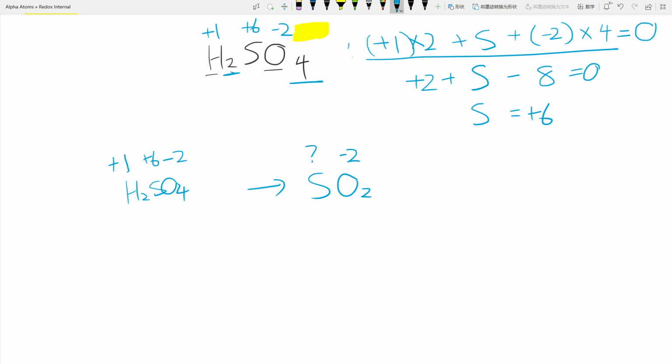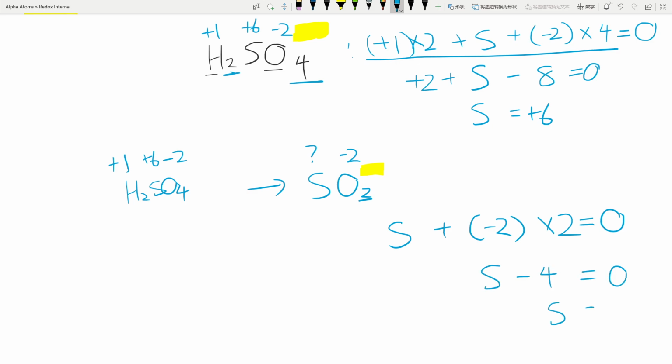The sulfur, I don't know, so we can use all the rules that we have got. So sulfur, I don't know the oxidation number of sulfur. Each oxygen is -2. There are 2 oxygens altogether. That means the overall oxidation number, again, is the same as the overall charge, which is nothing. So that equals 0. So S minus 4 equals 0. So S must be +4. So this sulfur has an oxidation number of +4. This sulfur has an oxidation number of +6.